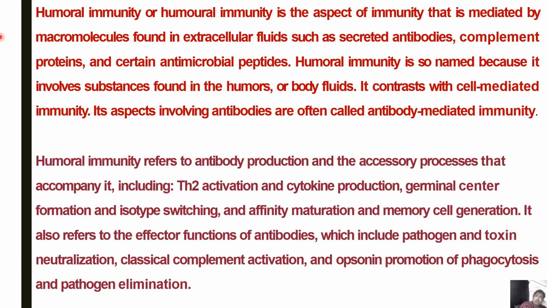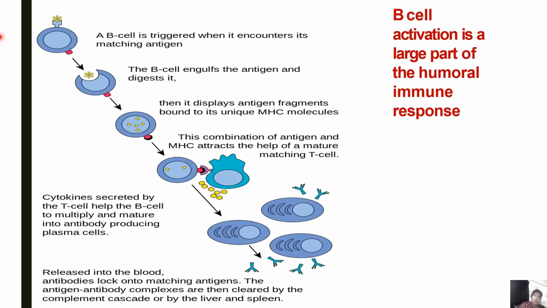Now, humoral immunity refers to antibody production and the accessory processes that accompany it, including Th2 activation and cytokine production, germinal center formation and isotype switching, and affinity maturation and memory cell generation. So, it also refers to the effector functions of antibodies, which include pathogen and toxin neutralization, classical complement activation, and opsonin promotion of phagocytosis and pathogen elimination.